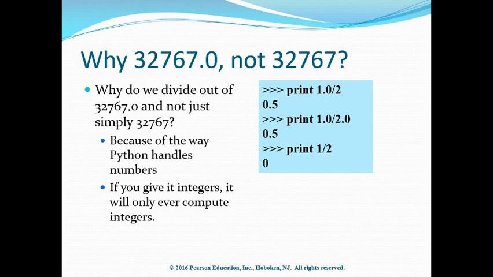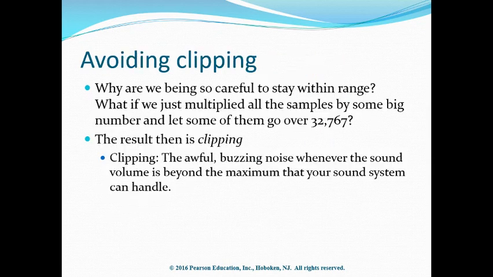Why 32,767.0 and not 32,767? If we look at the example, we remember that there's a difference between integers and floats and doubles and so on. In their first example they print 1.0 divided by 2 and it's 0.5, or 1.0 divided by 2.0 and it's 0.5 again. But what if we just do 1 divided by 2, which is both integers? That just results in 0, right? Because it takes the type of number that we're dividing by originally, and that's how it calculates the output. This is the way that Python handles numbers, and if you give it integers, it only ever computes integers.